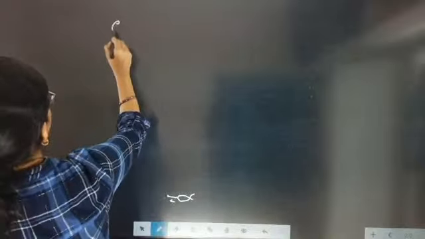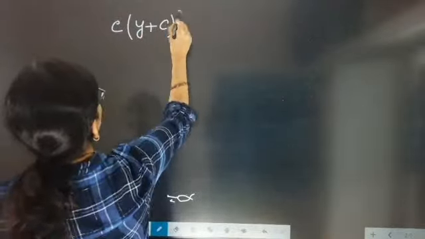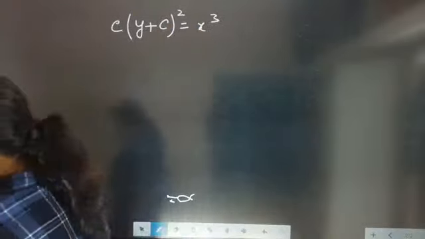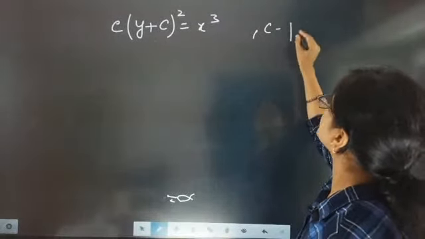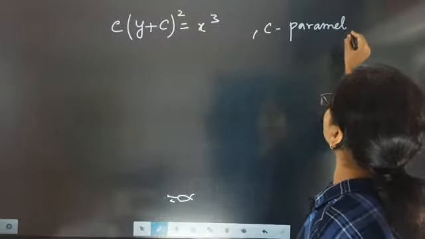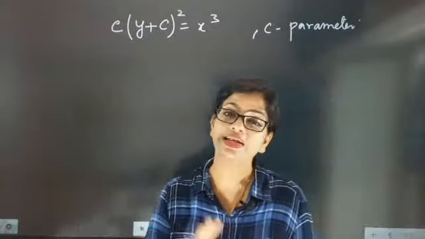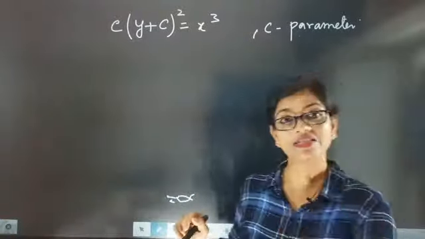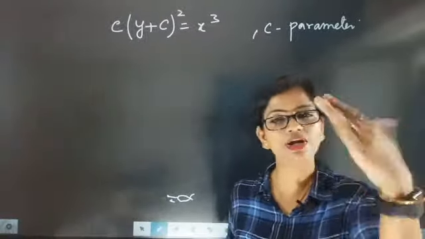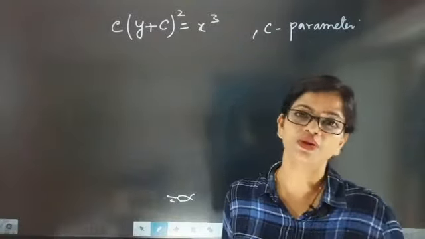Okay, so one question is there. The family of curves is given as c y plus c whole square equal to x cube. This is exactly the given equation and c is the parameter. Once c is the parameter, we have to form a differential equation which should be independent of c. But since only one parameter is there, you cannot differentiate more than one time. In one time differentiation itself, you have to remove the parameter.